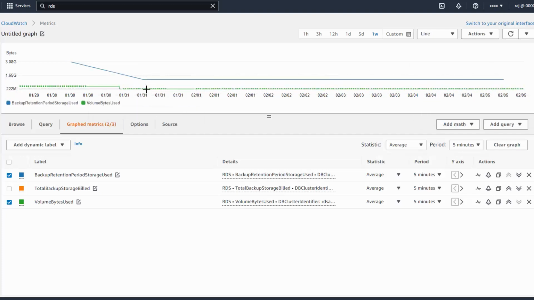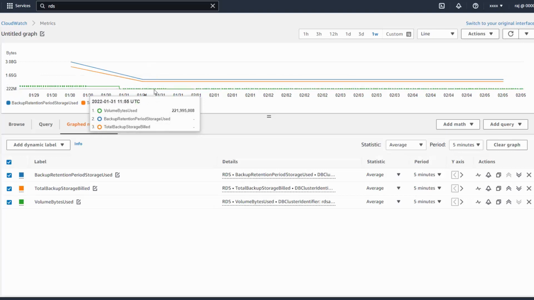And you will see that I haven't changed the size of the database as much. If you look at the total backup storage billed, the difference between these 2 lines is the amount of free storage, which at this point is roughly 222 MBs.